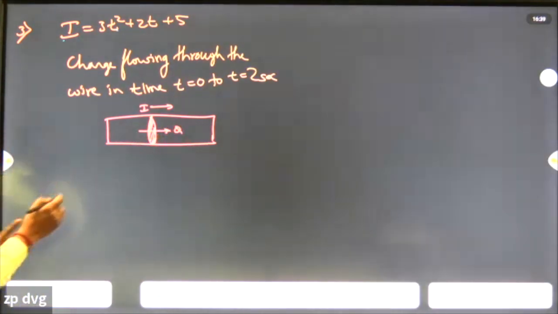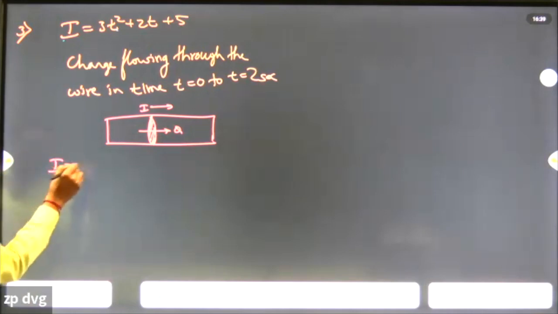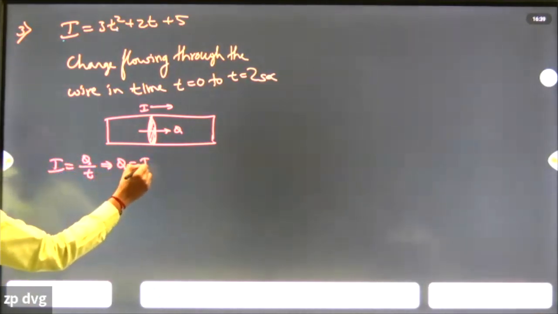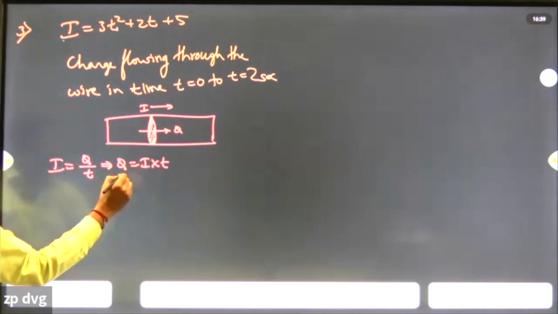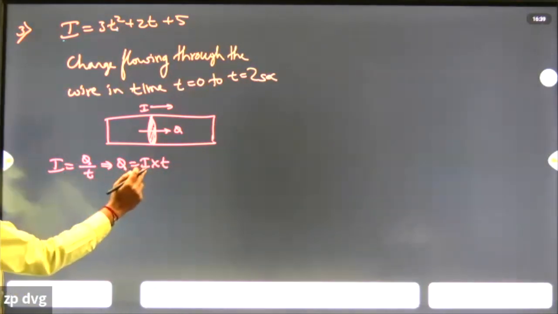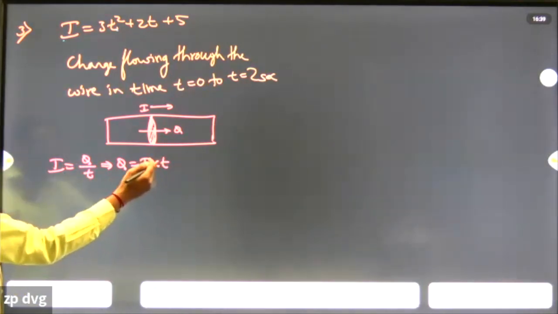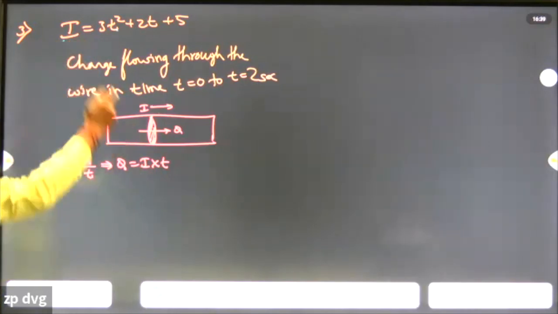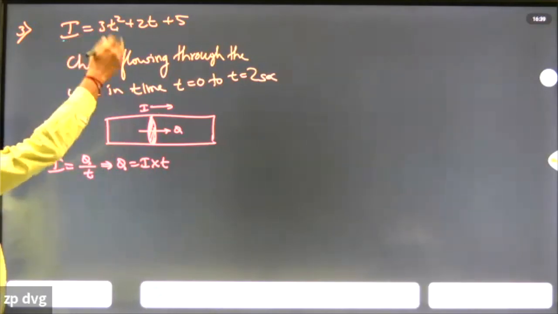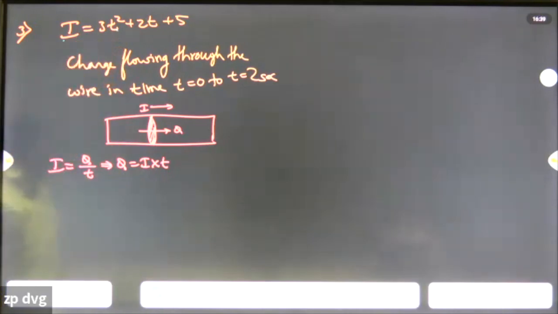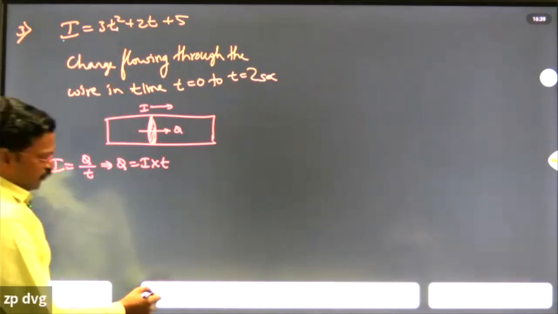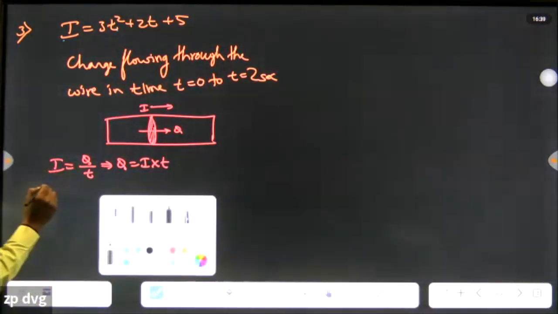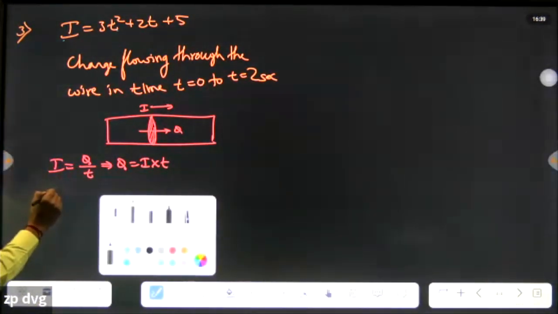See, when the current is constant, we use the relation I is equal to q by t, and this gives q is equal to I into t. So this equation can be used whenever there is a constant current. For steady current, directly I into t will give the value of charge. But this is a variable case, that is, current is not a constant current, current is a function of time. As the time increases, the current value also varies. So in this case, how to find out the value of charge, let us see.